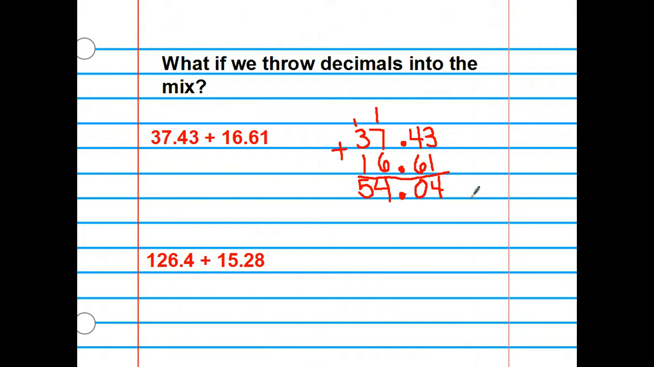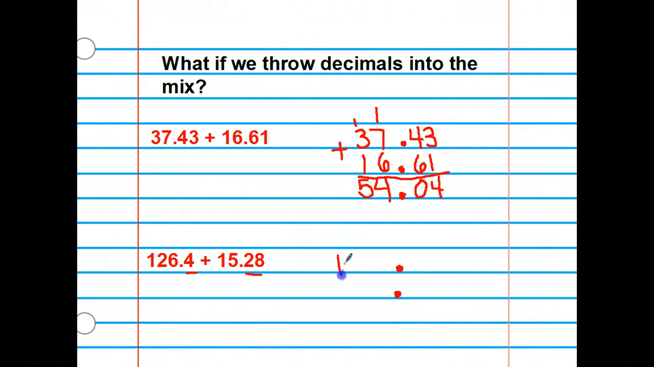37 is about 40. 16 can go either way, 10 or 20. Add that up. Yeah, that looks reasonable. Now, let's try one where they don't have the same number. Look, this one has 2 digits behind the decimal, and this one only has 1. Well, that's why we write the decimal first, because it will help me line them up properly.